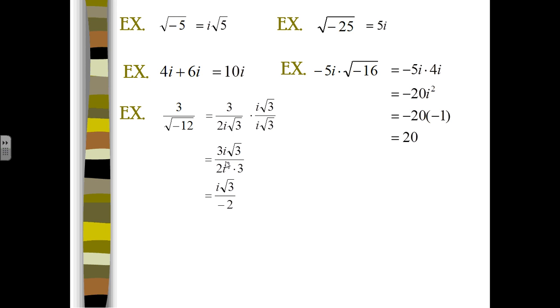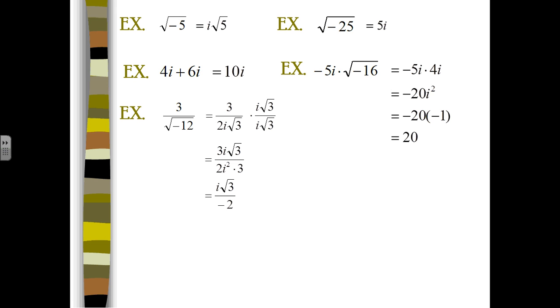So instead, convert the i squared into a negative. That's where this negative comes from. And then the 2 that's left over after you've canceled the 3's. So this would be a negative i root 3 over 2.